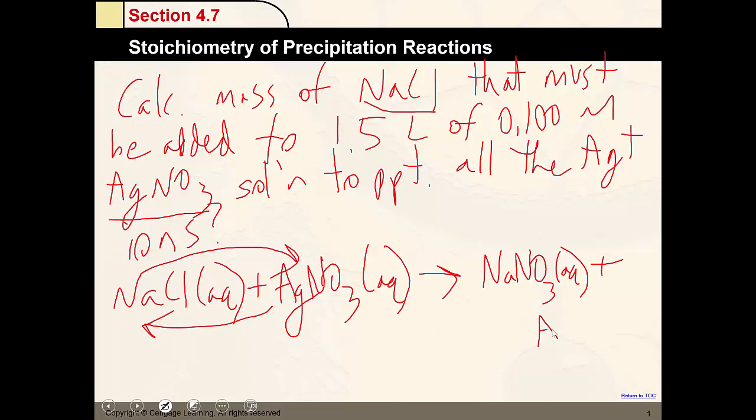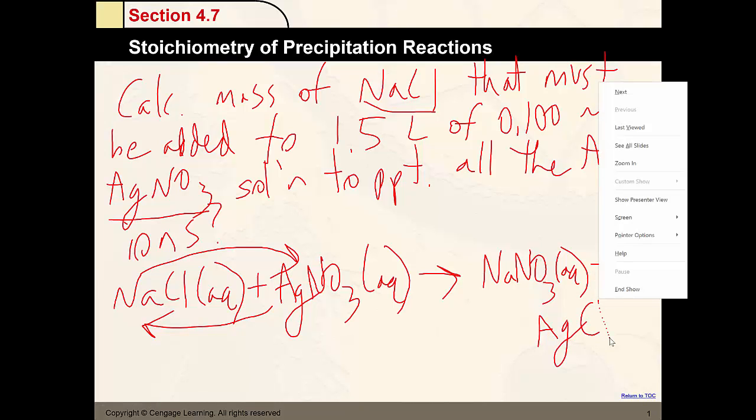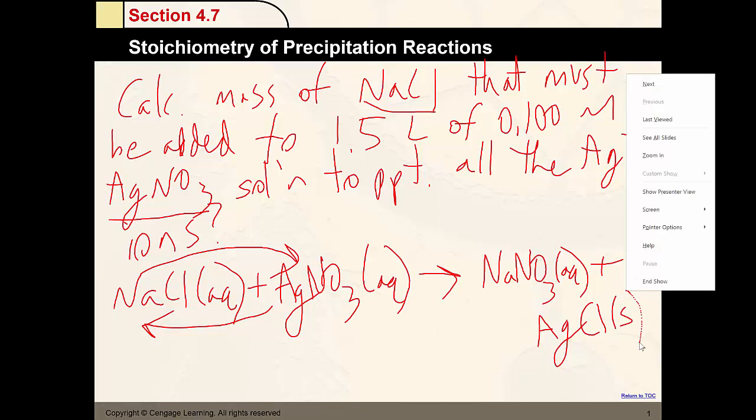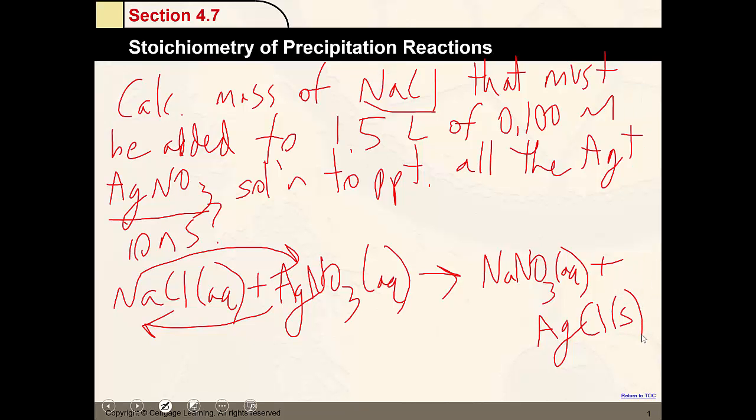And then the silver reacts with the chloride ion to produce AgCl, which, looking at your solubility rules, is insoluble. Silver is one of the exceptions, so that creates a solid precipitate. Okay, and if we look, this reaction is already balanced. And now we can go on and write the net ionic equation.